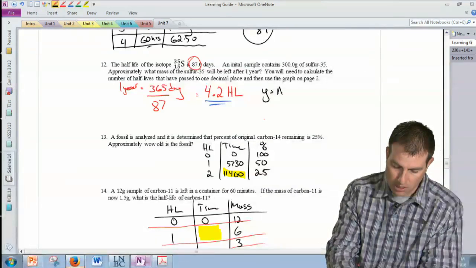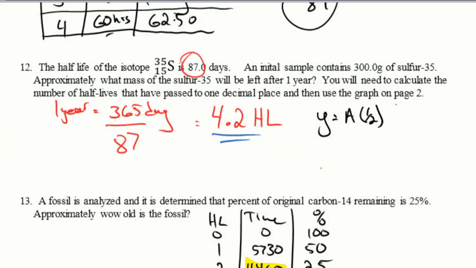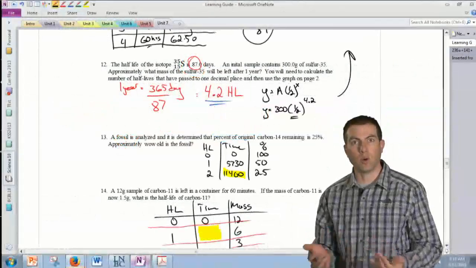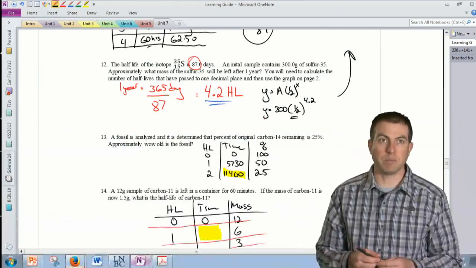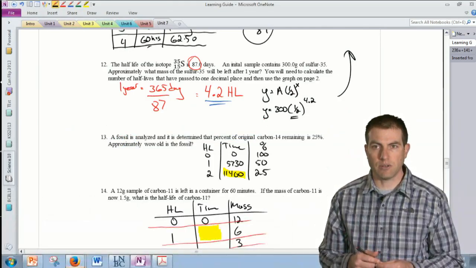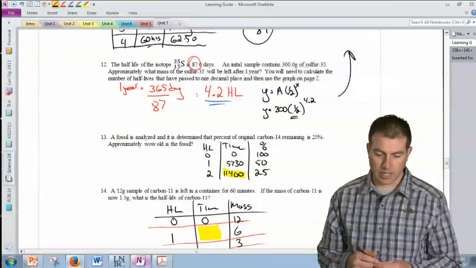y = a(1/2)^x. Thinking, wow, that's kind of confusing. So y is the amount that's left. a is how much you started with. So we're starting with 300 grams. And then I have 1/2. And then x is the number of half-lives that we've gone through. And this will work for the question up above as well. So what we're really saying is, if I'm going to divide by half 4 times, or 4.2 times, and I'm starting with 300, then how much stuff am I going to have left over?